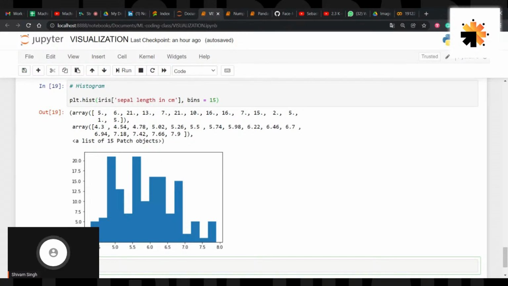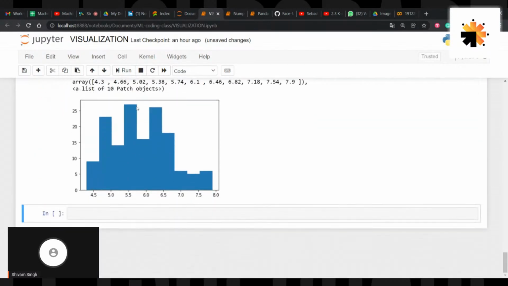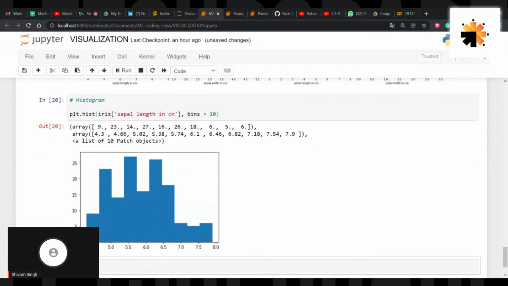So this graph is able to tell you the frequency of each value in a column. So the histogram is going to give you the frequency. And this bins is nothing but the width of the bars in this graph. Suppose if I make this 10, it becomes wider. If I make it 20, it becomes thinner.